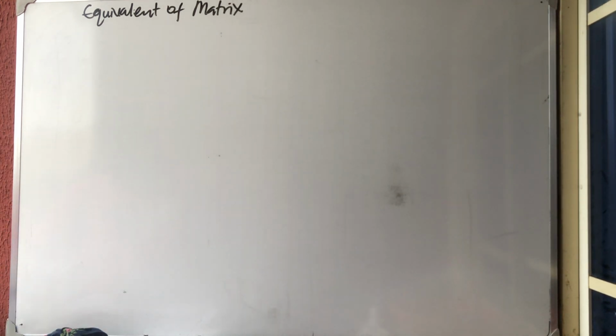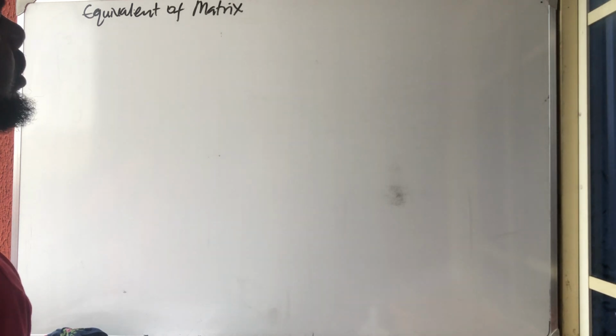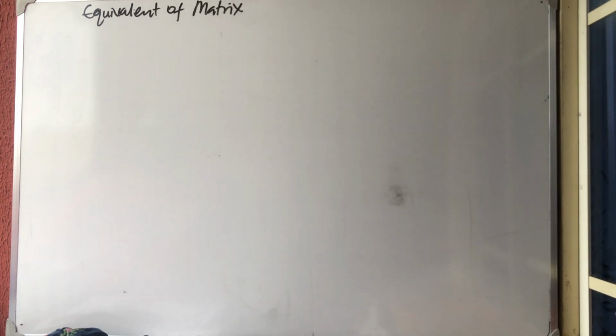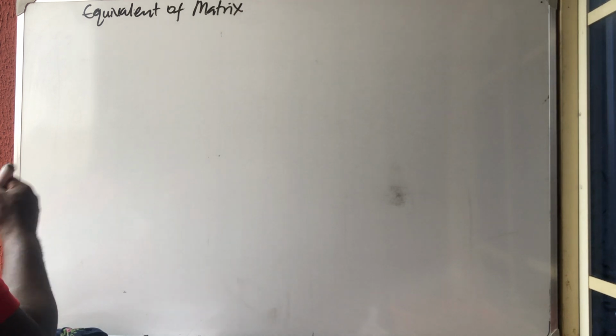Equivalent of matrix. Okay, now we say that two matrices are said to be equivalent if they are the same, or if you simply multiply them by a single scalar and it will give something like, let me show you what I mean by that.